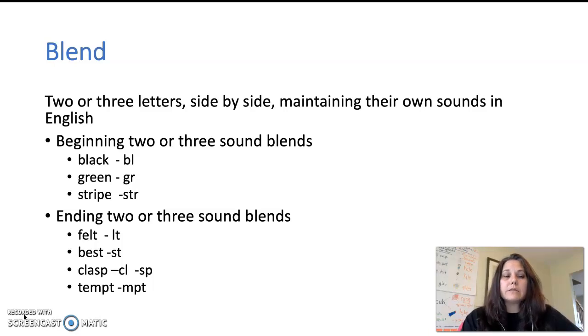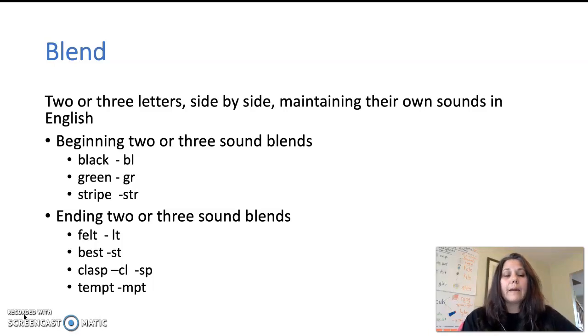Or these blends could come at the end of words, like lt as in felt, st as in best, clasp, which actually has a beginning and an ending blend, cl and sp. And the final one I have represented here is mpt, as in tempt.